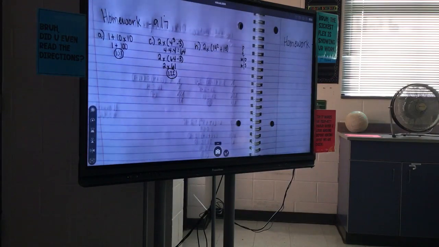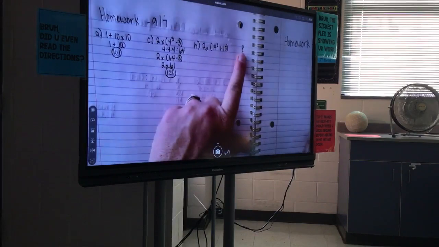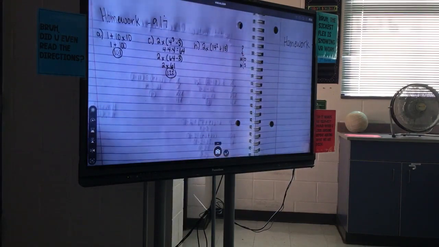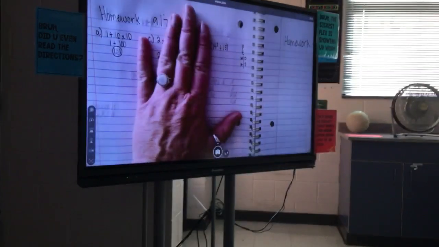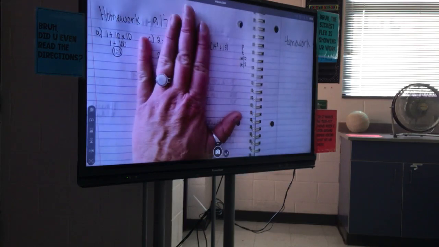All right, so we're looking for parentheses first. Do we have parentheses? Yes, we do. Inside parentheses, what do we have to do? Samantha? Well, we have to follow order of operation. And I think that's where we get a little confused. Yes. Okay, so we have to follow order of operation.